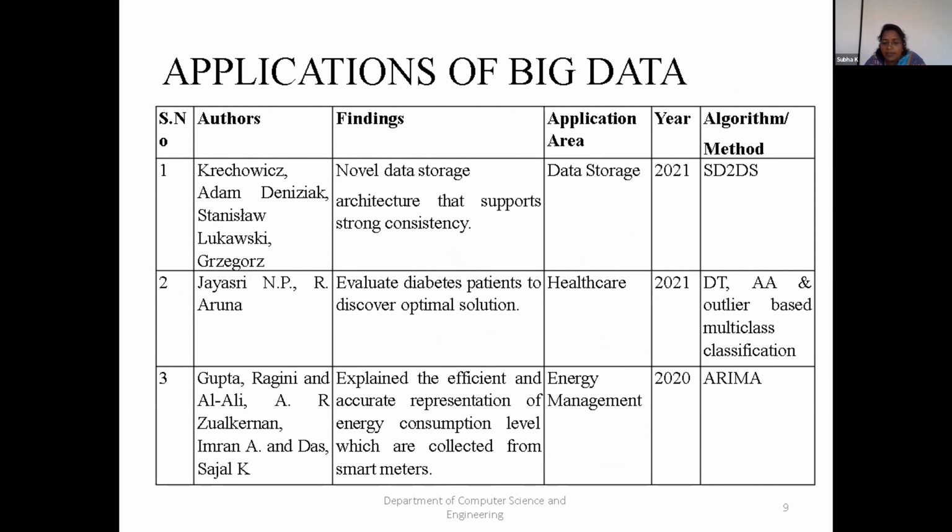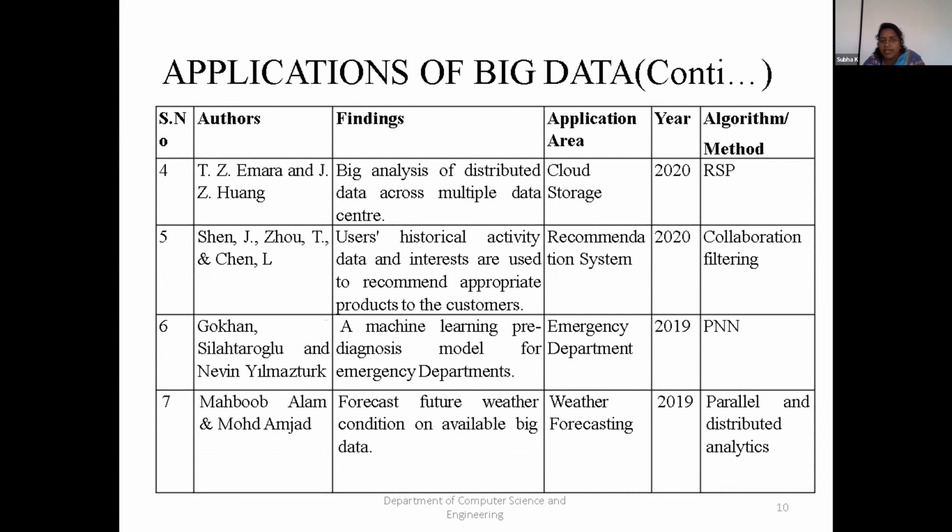Here I have listed some of the big data applications. First one is data storage. With the rapid growth of big data applications, we need a novel data storage architecture that supports strong consistency. Second is healthcare. In healthcare, big data is used to predict disease, and it also predicts the drug levels for patients. Third one is energy management. Smart meters play an important role in a smart city. Here big data is used to predict the energy consumption level in order to save energy.